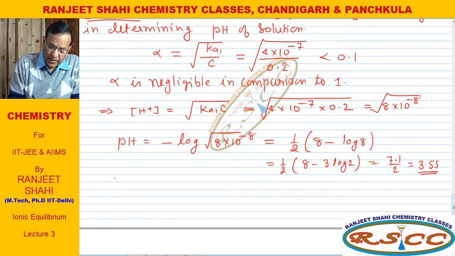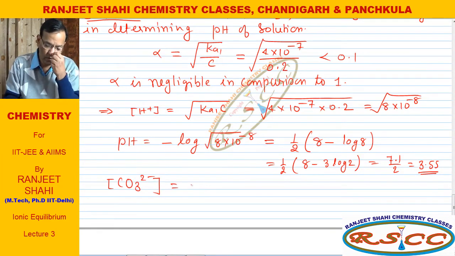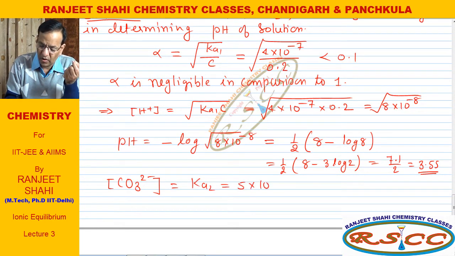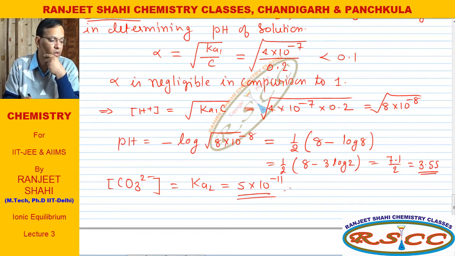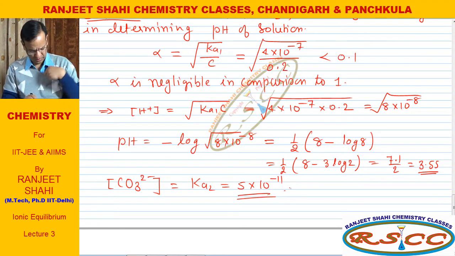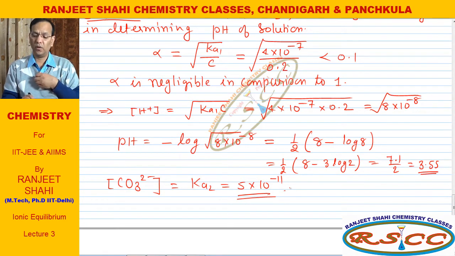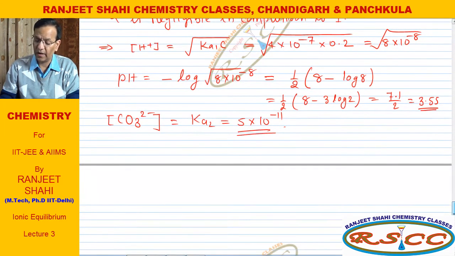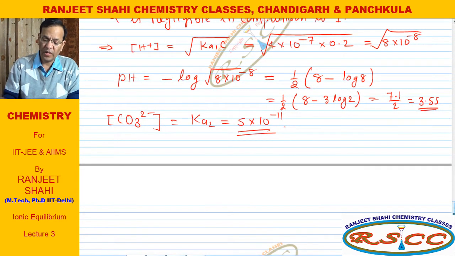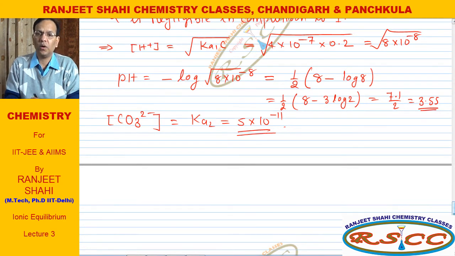For carbonate ion concentration, the concentration of carbonate ion will be equal to Ka2, which we just derived, 5 into 10 raised to the power minus 11. So that is going to be the concentration of carbonate ion. So after knowing the concentration of carbonate ion, we complete here the solution of weak acid.